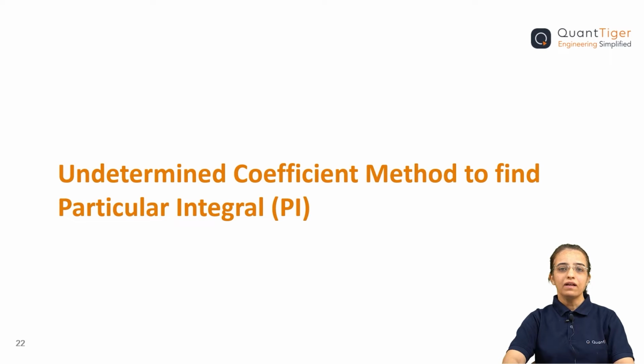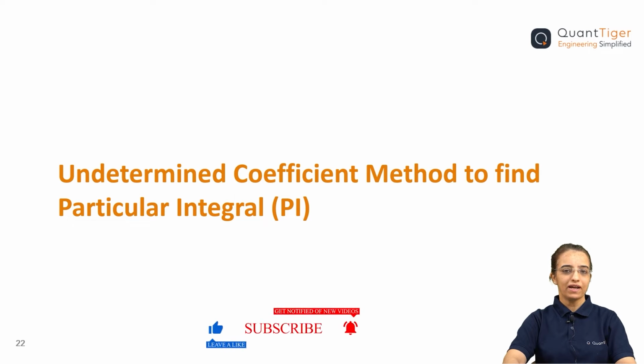Hello everyone. In last videos we have seen how different methods we can apply to find the particular integral. Particular integral, to find the general solution of a differential equation, we need CF and PI. We have seen how to find CF. Particular integral we can find using 3 different methods, and we have seen 2 of them so far.